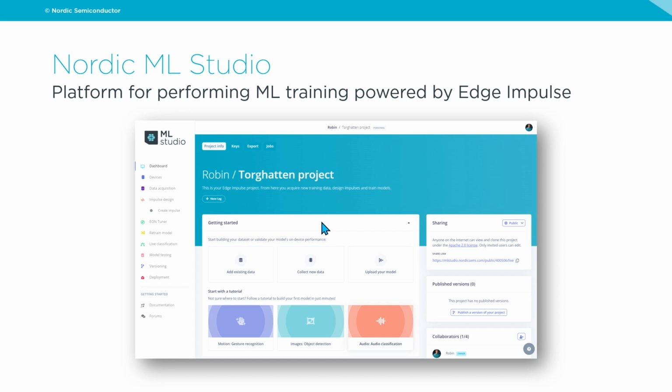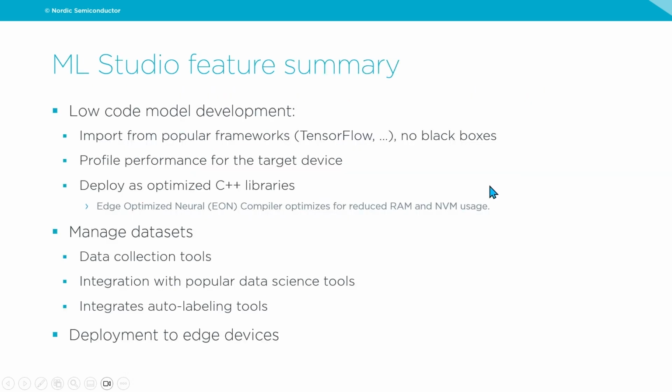So this is a screenshot of how a project looks in Nordic ML Studio, which is our platform for performing ML training, powered by our friends over at Edge Impulse. ML Studio uses a low-code model for development, where you can import from popular frameworks such as TensorFlow, TensorFlow Lite, and such. You can also develop models completely in the platform. There are no black boxes for the things you develop: you can look under the hood to see what's going on inside, and you can also export and use on other platforms if you wish.